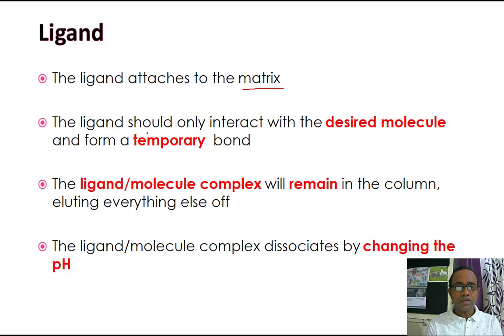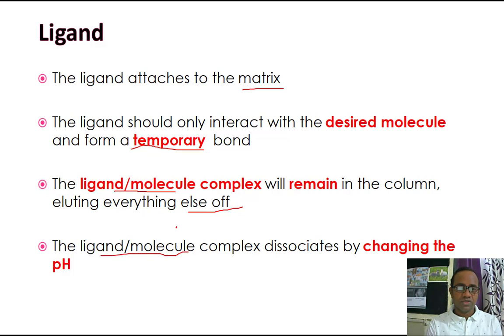Right? The ligand should interact with the desired molecule by forming a temporary bond. Okay? The interaction is temporary. The molecule and the ligand interaction is for a short while, so that we can separate the sample molecule from the ligand. Therefore, the bond between the ligand and the molecule should be temporary. Right? So the ligand molecule complex will remain in the column, and then the rest of the unbound things are automatically removed. Right? So the ligand molecule complex, okay, they dissociate.